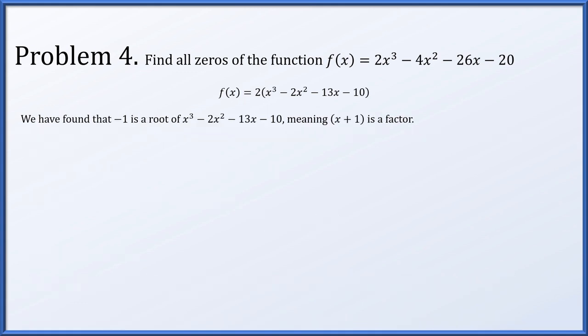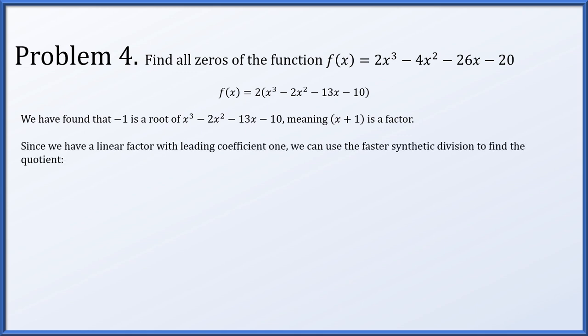Okay, so if negative 1 is a root of that cubic polynomial x cubed minus 2x squared minus 13x minus 10, that means x plus 1 must be a factor of that polynomial. So we have a linear factor whose leading coefficient is 1. We're going to use synthetic division to find the quotient. So we set up the coefficients of our cubic, 1, negative 2, negative 13, negative 10. We are attempting to divide by x plus 1, aka x minus negative 1, so we put a negative 1 off to the left there.